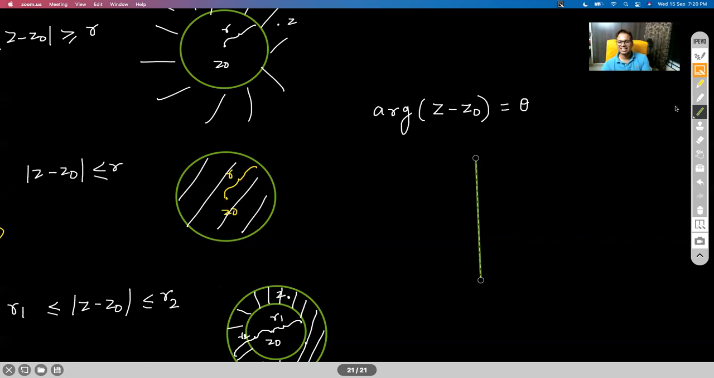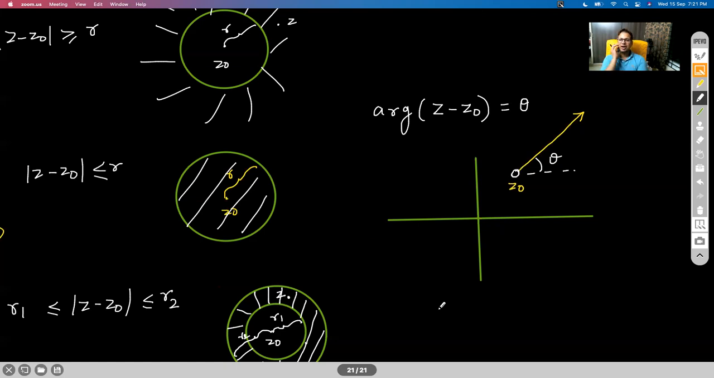Yeah, sorry. So in such a case, what do we do? We first locate the complex number Z0. From Z0, make a ray in such a way that this angle is theta. And punch a hole over here because Z0 cannot be included. So you have to put a hole over here.